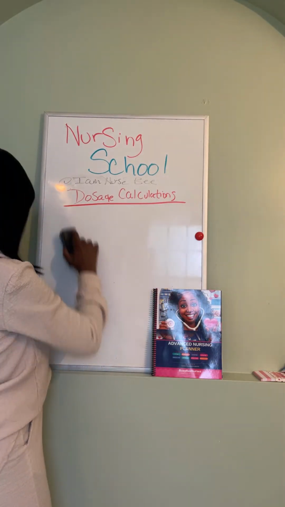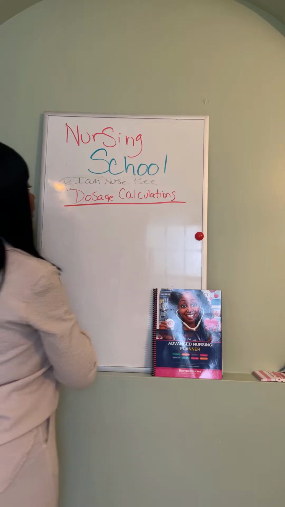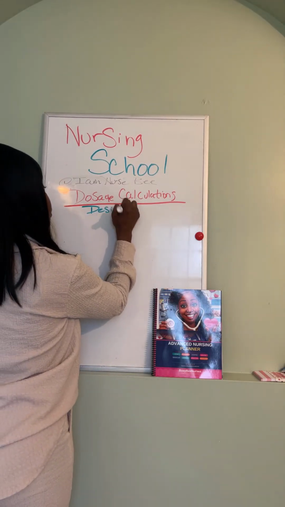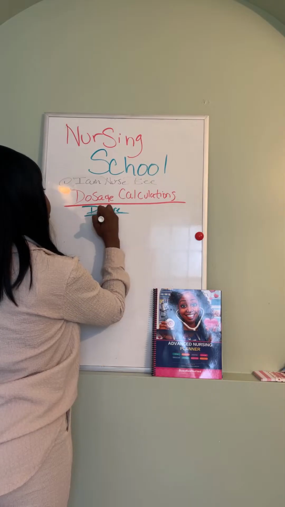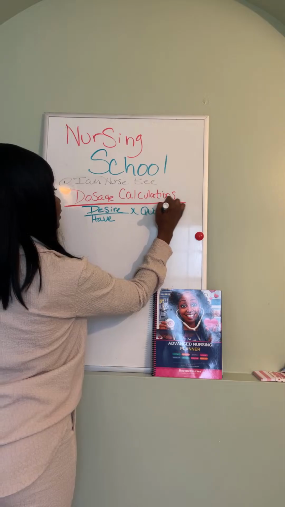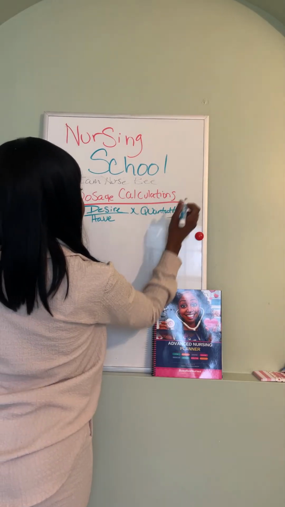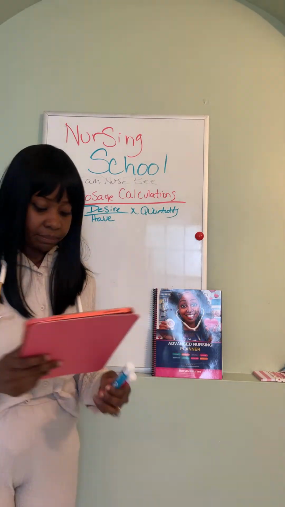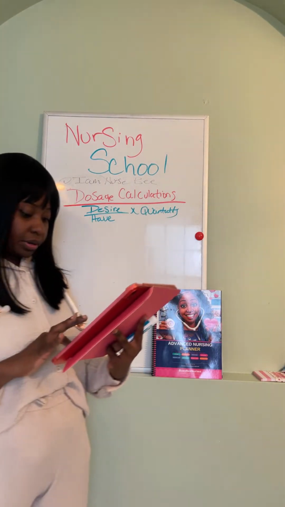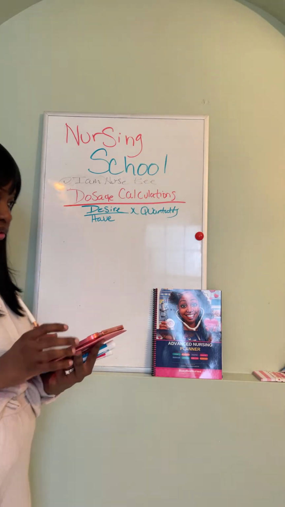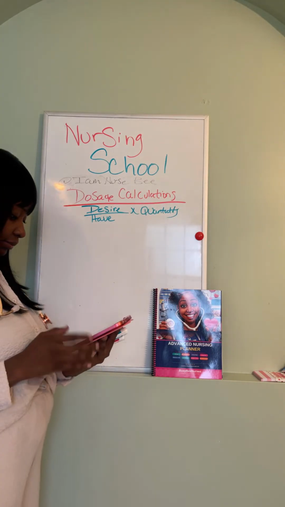Let me write this out for you guys so you can understand it: desired over have times quantity. You guys get the gist of it. So we'll do a few more. If you guys are getting the hang of it, write it down in the chat.